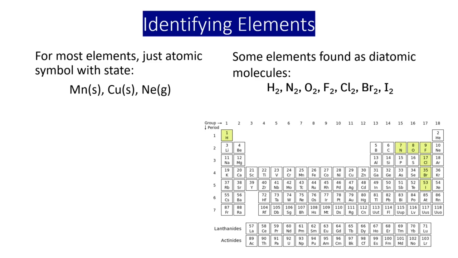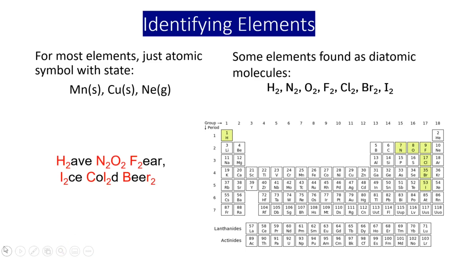Hydrogen, nitrogen, oxygen, fluorine, chlorine, bromine, and iodine. There are a couple of ways to memorize these. The first is a mnemonic. Have no fear, ice cold beer, where have stands for hydrogen, no stands for nitrogen and oxygen, fear stands for fluorine, ice stands for iodine, cold stands for chlorine, and beer stands for bromine.